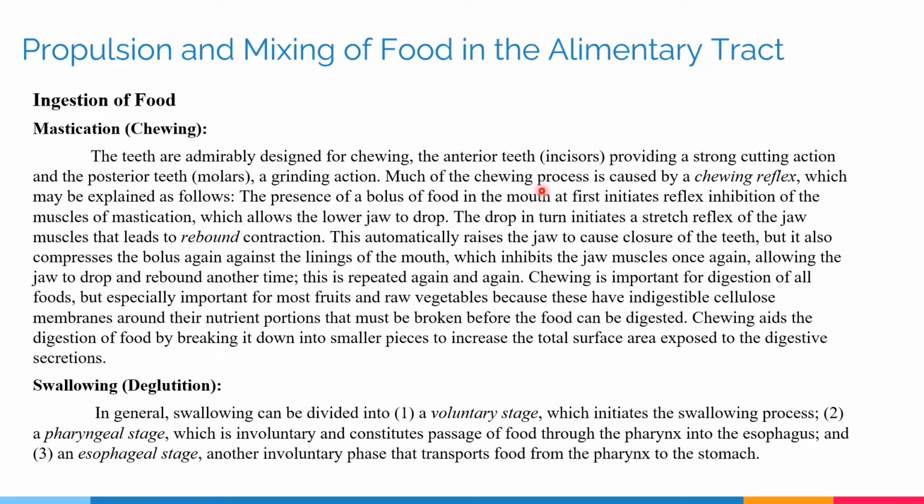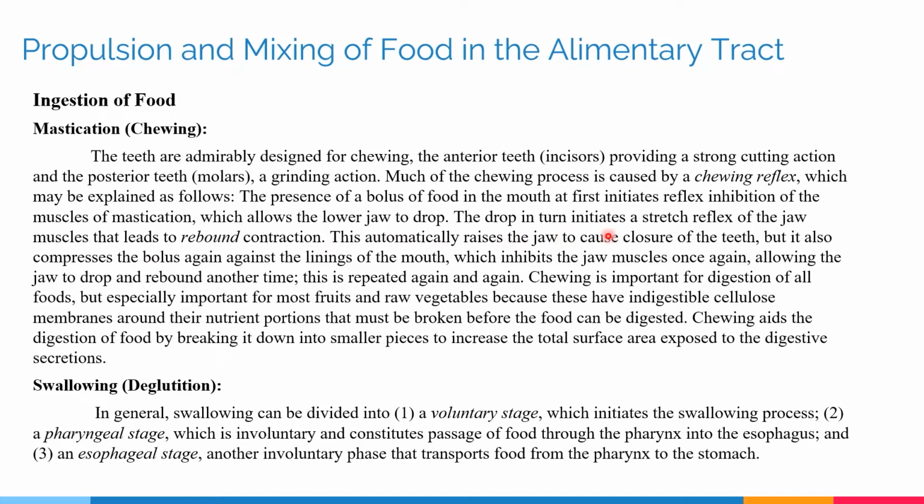The anterior teeth, which are the incisors, provide a strong cutting action, and the posterior teeth, the molars, a grinding action. Much of the chewing process is caused by a chewing reflex, which can be explained as follows. The presence of a bolus of food in the mouth at first initiates a reflex inhibition of the muscles of mastication, which allows the lower jaw to drop.